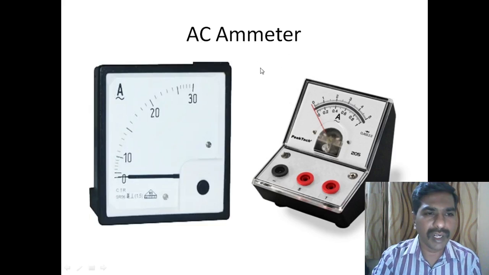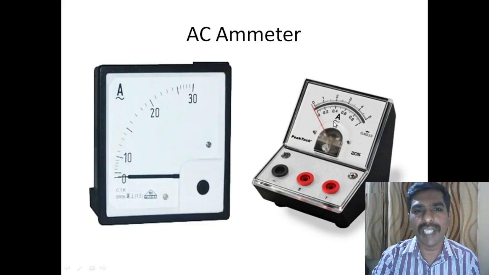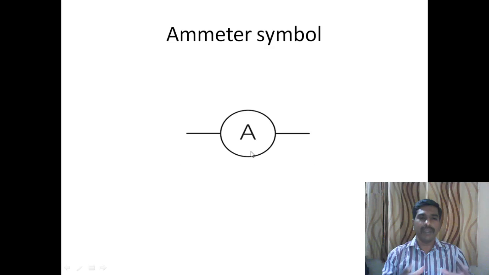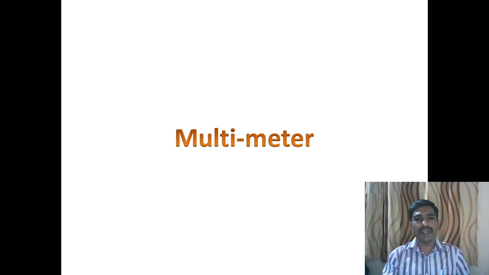And there is an AC ammeter also. If they have written A with a tilde, it's an AC ammeter, and it measures from 0 to 30 amperes. And there is one more ammeter. It measures from 0 to 5 amperes along with 0 to 1 ampere, with a different connecting point. It's an AC ammeter. The symbol for an AC ammeter and a DC ammeter is the same: a circle along with the A indicates the ammeter.